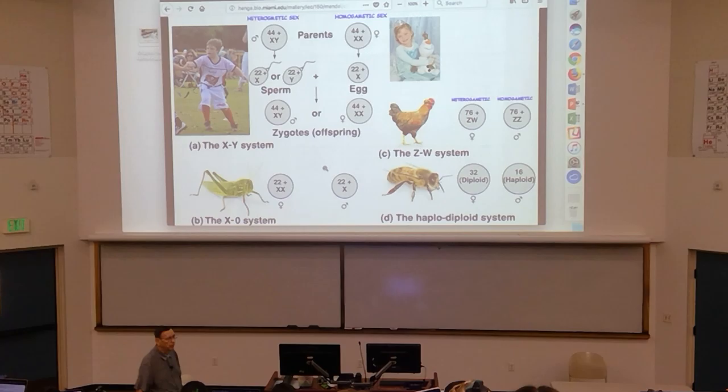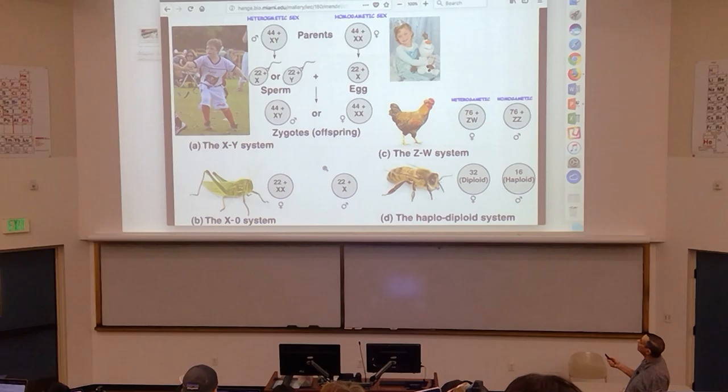He is a heterogametic sex. What's a heterogametic sex? The sex chromosomes are of different size and different morphology. The female of the species, that's my granddaughter, is the homogametic sex. The chromosomes that determine sex are of the same size and morphology.